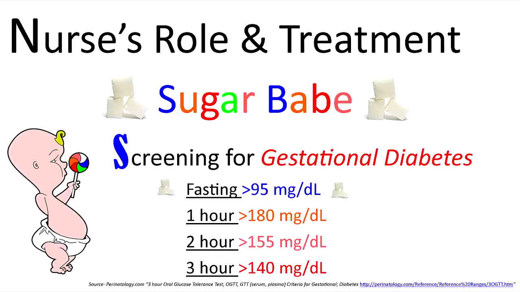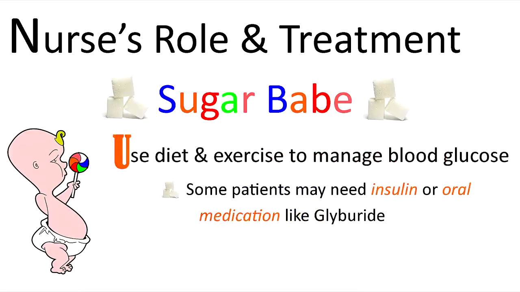At 1 hour, it would be greater than 180. At 2 hours, it would be greater than 155, and then at 3 hours, it would be greater than 140. And notice as time goes down from the 1 hour, the 2 hour, the 3 hour, that glucose level should be decreasing. Then U for use diet and exercise to manage blood glucose.